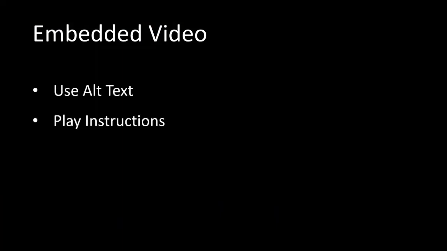Embedded video. If you plan to share your PowerPoint, embedded videos must have alt text. The alt text should also include a reminder about how to play the video. For example, the alt text could say, PowerPoint Accessibility Video. Press spacebar to stop and start the video. Right-click on a video and select Format Video to add alternate text.